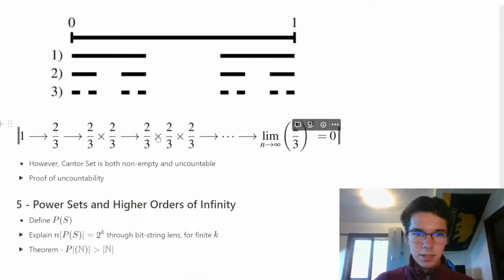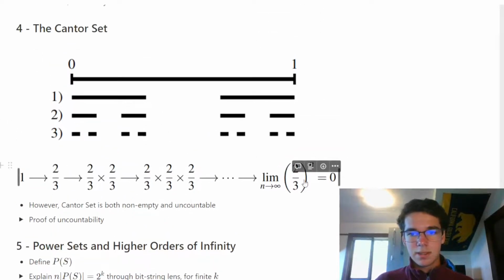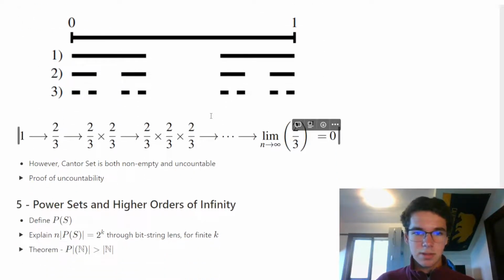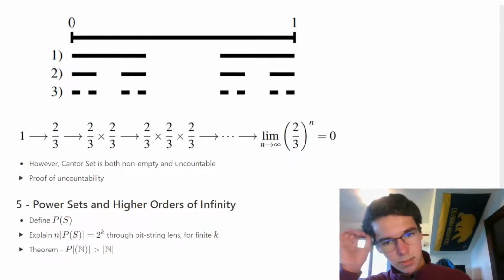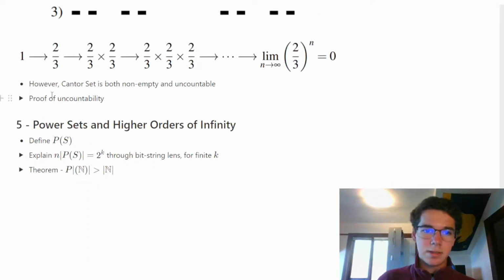If you want to calculate the size of these pieces, you can take this limit, and this limit says that we approach 0. However, even though we're technically dividing something over and over again, we know that the Cantor set is both non-empty and uncountable. So how are we going to show that it's uncountable?